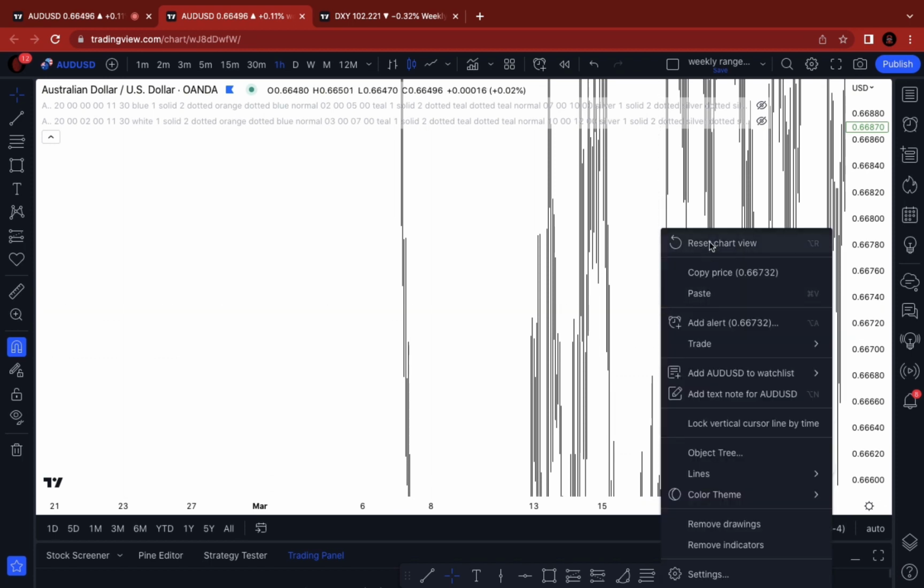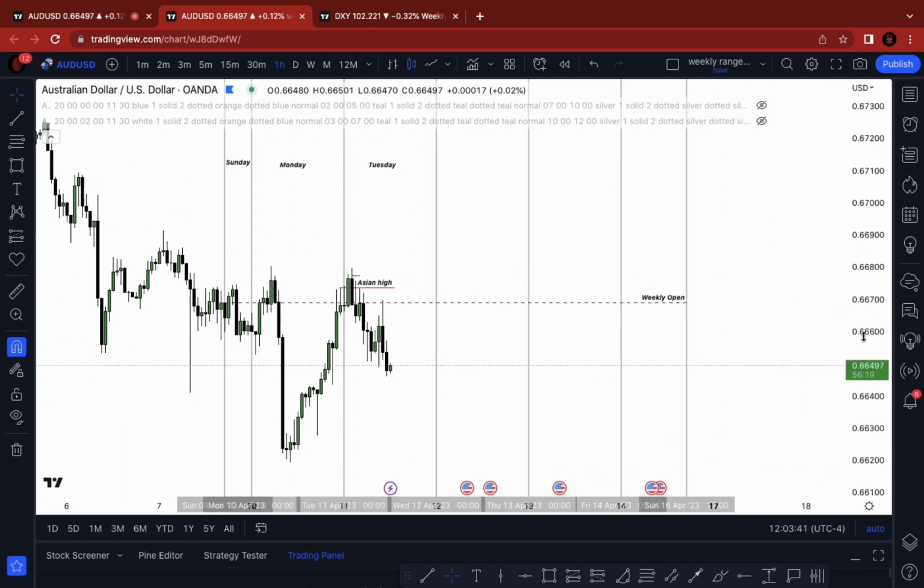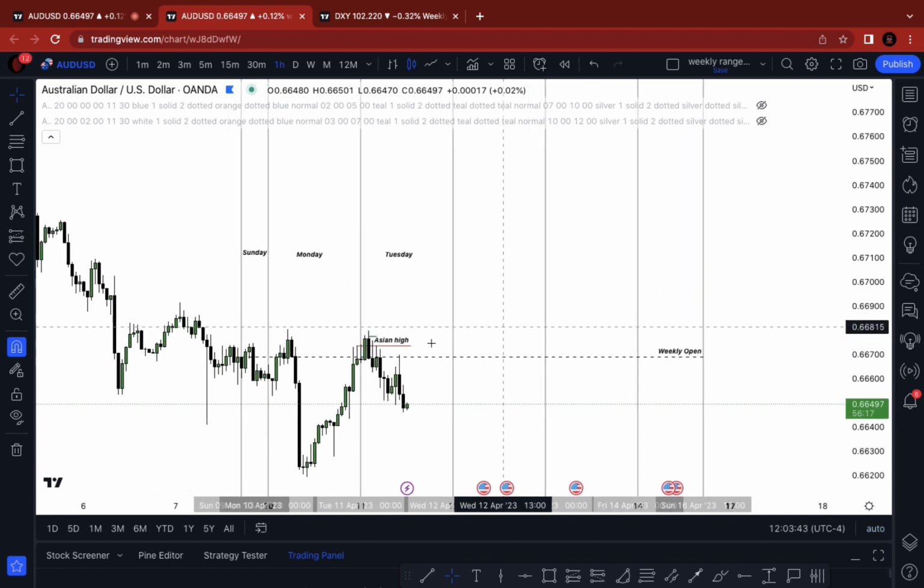So if we were to look at what it looks like, currently price was above the weekly open. So price made the high today during London, and we'll break that down briefly here because someone wanted me to show them some intraday setups.